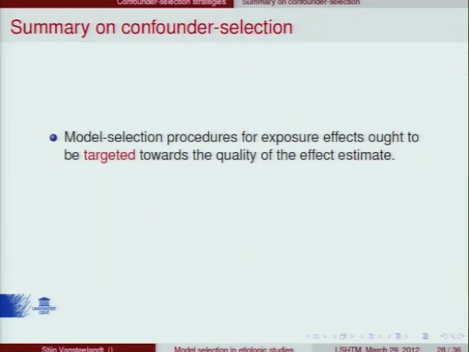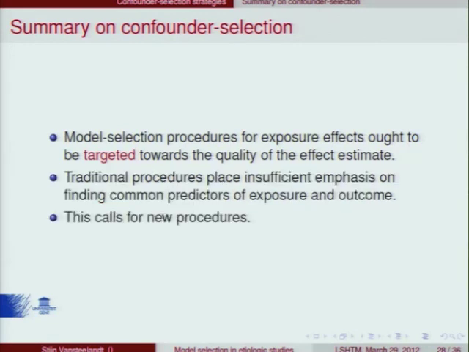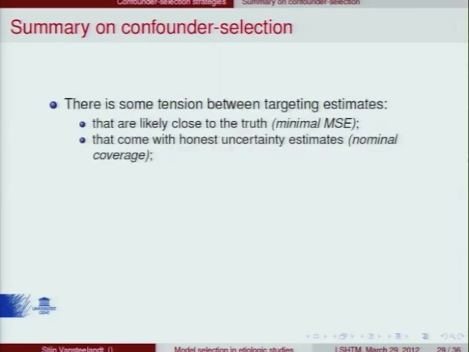Okay. Well, let me summarize this a bit. So, what I basically try to argue is that I think it's nice if the model selection procedure is targeted towards the exposure effect that we want to have at the end of the day. And I don't think the traditional variable selection procedures are really focusing on this. So I think that to some extent may call for new procedures on how to select confounders, taking into account that confounders are simultaneously associated with exposure and outcome, and that we may be dealing with issues of multicollinearity, as a result of which we may have a tendency to get rid of or discard strong predictors of the exposure, even if they are confounders.